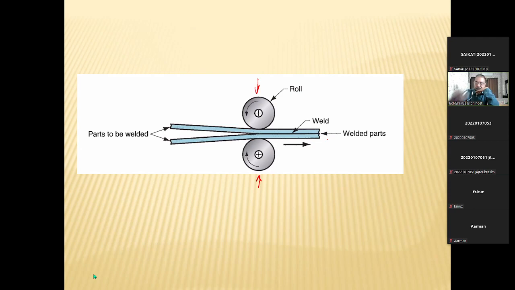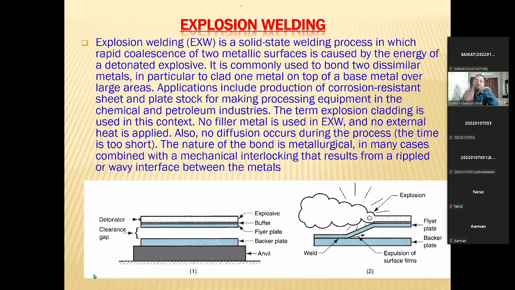Besides this, there is another way, called explosion welding. The force is applied by using an explosion, because an explosion gives a high impact force. It is generally used for coating purposes. We have a thick material, called the backer plate, and a thin material, the flyer plate, with a gap clearance between them. On top, after placing a buffer or cover, we put some detonator, some explosive.